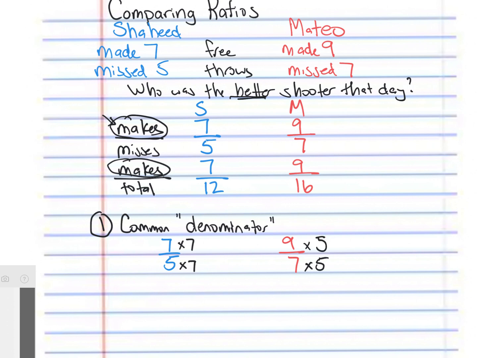So now when I do this, I can see that Shahid's new ratio is 7 times 7. So he's going to have 49 makes and 35 misses. Whereas Mateo, when he also has 35 misses, is going to have 45 makes. So now when we look at this, because we're comparing and they have the same number of misses, we would expect Shahid to make a few more free throws for the same number of misses. So Shahid would be the better free throw shooter. So that's our first strategy.